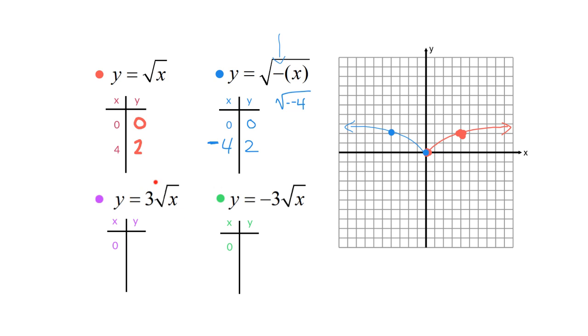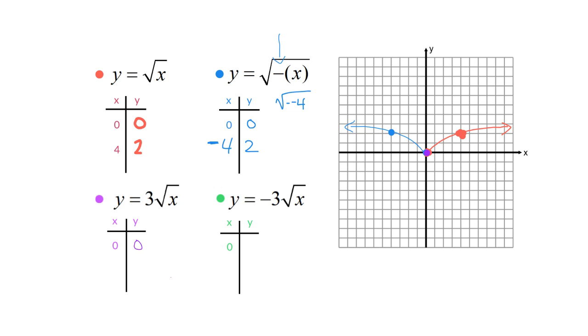Okay, so let's check this one. What happens when our a value is a number other than 1? Remember, there's a 1 right here in our parent function, but now it's a 3. So we're going to go ahead and put in a 0 for x right here. Well, the square root of 0 is 0, and 3 times 0 is 0. So we still have 0, 0 for our first starting point on this one. So I'll put a 0, 0 with purple.